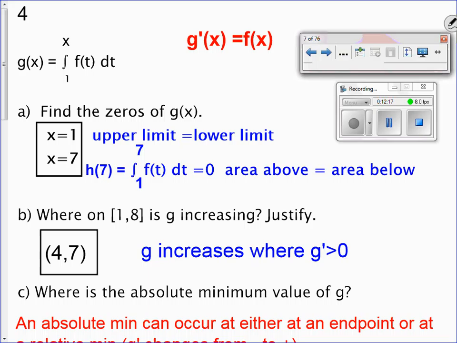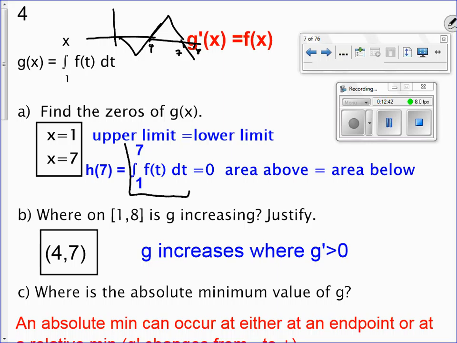Alright, so you have a graph of the derivative. It starts at 1, it goes down to 3, it comes back up, it's 4, and then it goes down a little more. So this is 7, and this is 8. This is the graph of f, which is g prime. When you want to find the definite integral from 1 to 7, you look at the graph of this function, f of t, between 1 and 7.